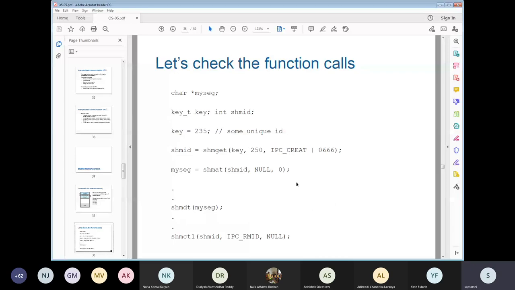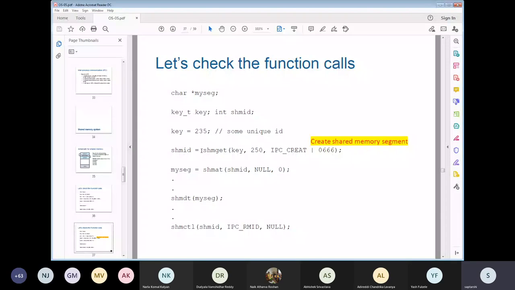So here is some code. Let me explain the code. First of all, we define some kind of a key, some unique ID, 235. This is the key associated with the shared memory. So of course, both the parent and the child should use the same key. Next is this line, shmget. This is the line which creates the shared memory segment.